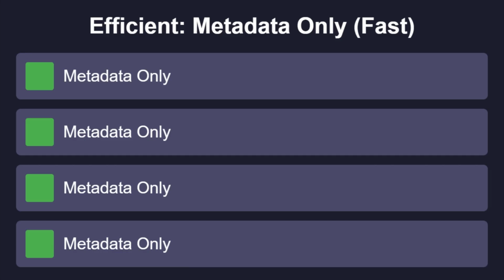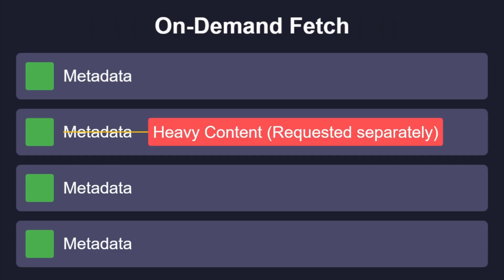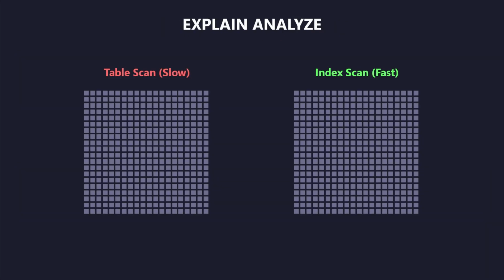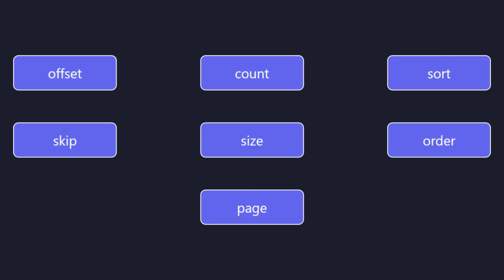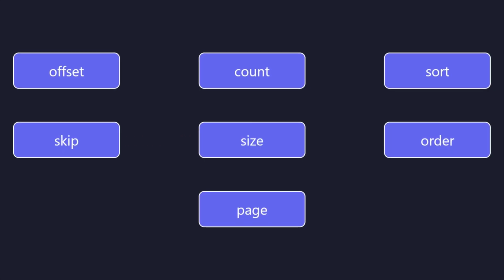Avoid including binary large objects in your paginated queries. Fetch only the metadata and use a separate request to retrieve the heavy content. Use the explain analyze command to verify that your pagination logic is using the intended indexes and not falling back to table scans. If you must show the total record count, cache the value for 5 minutes to prevent redundant scans across every user request.